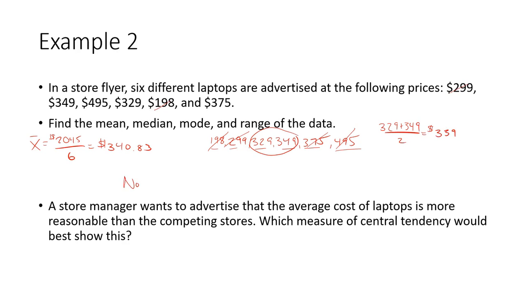There's no mode, again, because no values repeat. And the range is going to be the difference between the most expensive laptop, $495, and the cheapest, which is $198. And so the range is $297. So again, in this case, there aren't really any outliers, so we could use the mean or the median to talk about the average cost of the laptops. And in fact, if you look, the mean and the median are almost exactly equal. In general, you would use the median if you had an outlier in your data set, like a really large number or a really small number.